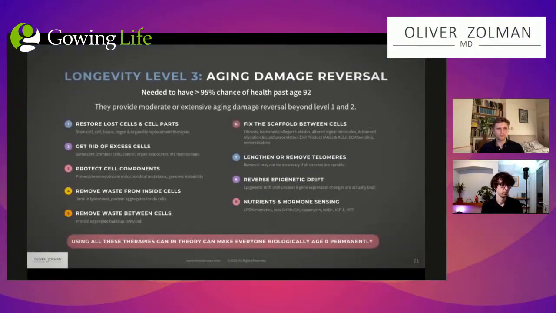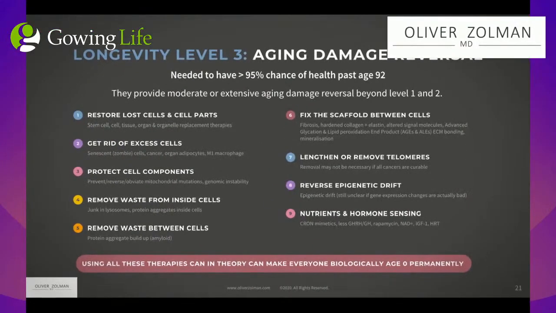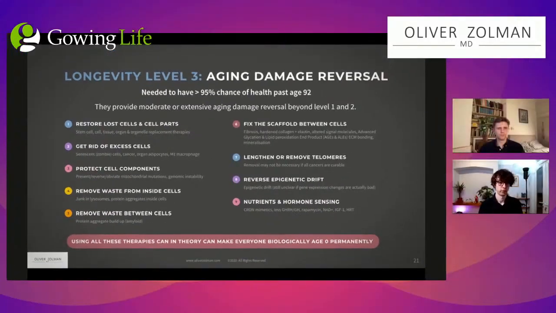Level 3, we can skip forward to here. So this is the fundamental aging processes. And these are basically 9 things, 9 categories with subcategories as well, of aging processes that go on in your body. And normally they accumulate exponentially or so.